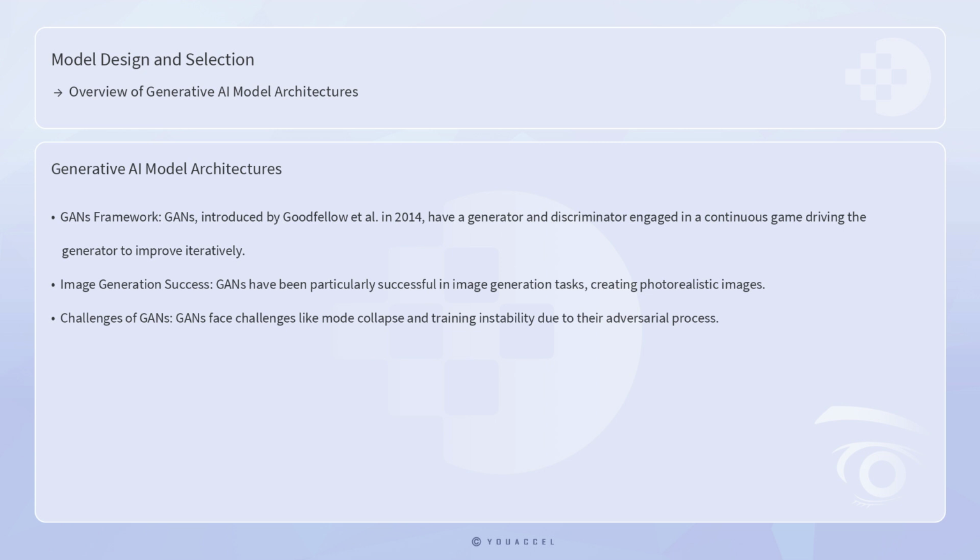GANs have been particularly successful in image generation tasks, as demonstrated by their application in creating photorealistic images. However, GANs are not without their challenges, such as mode collapse, where the generator produces limited varieties of outputs, and training instability due to the adversarial nature of the process.